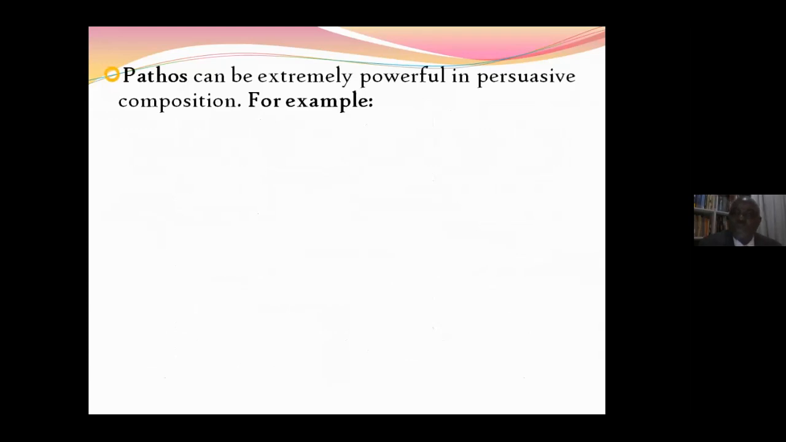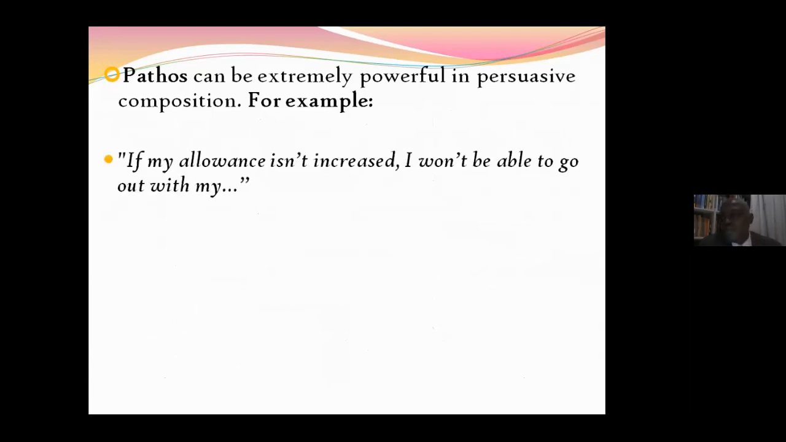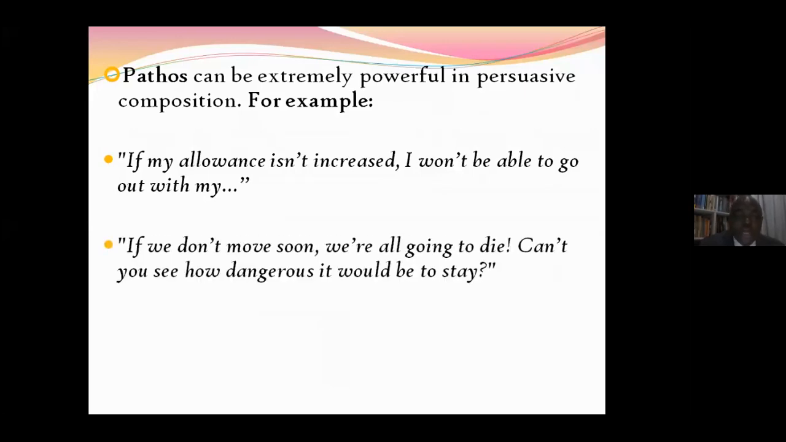Pathos can be extremely powerful in persuasive composition. For example, if your child writes, if my allowance isn't increased, I won't be able to go. What is there? Or, if you don't move soon, we are all going to die. Can't you see how dangerous it would be to stay? That is pathos.